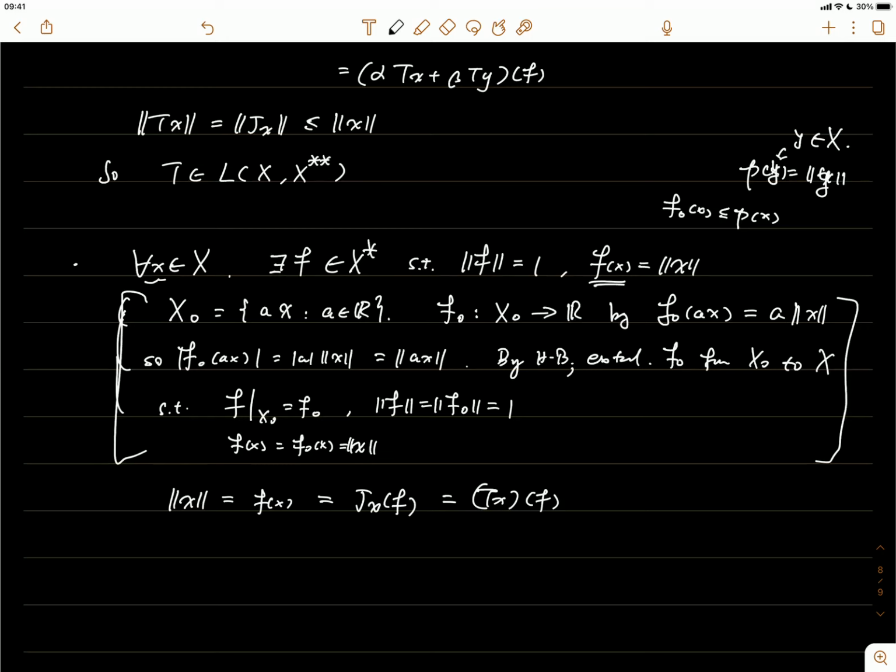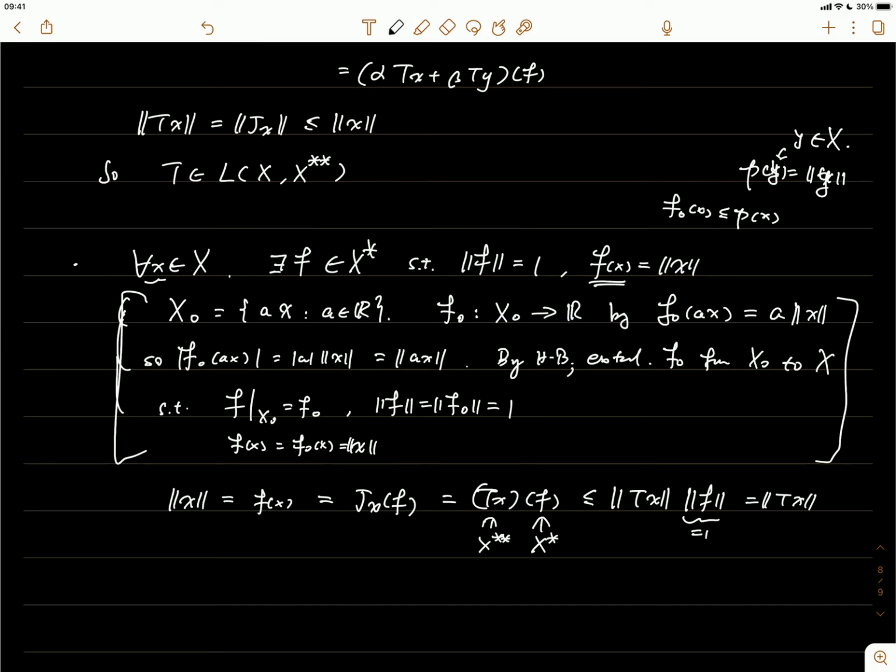And this is just less than or equal to, remember that this thing here is in X double star, in the bidual, and this f is in the dual space. So this is less than or equal to the norm of Tx, the norm in the bidual, times the norm of f, which is the norm in the dual space. And this f here has norm equal to 1. So that's why I just have the norm of Tx.